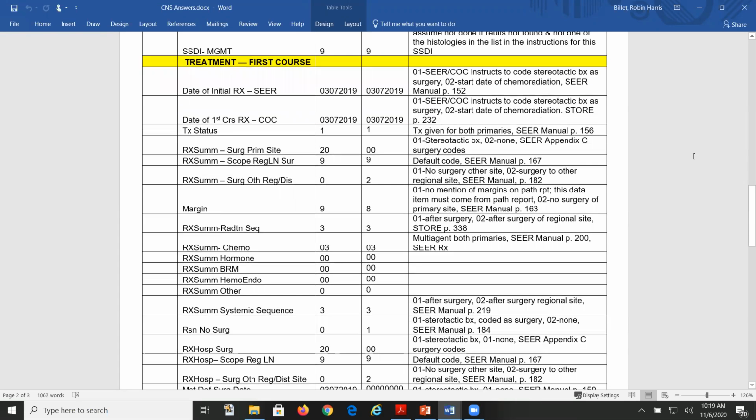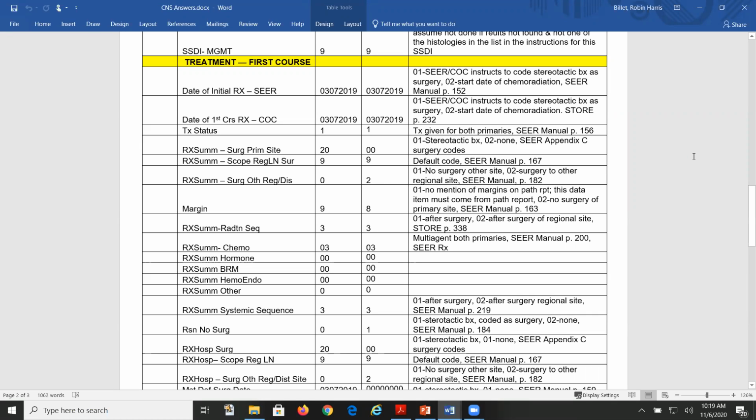Date of SEER and COC first course treatment is 3/7/19. That was the start date of the chemoradiation. Oh no, I'm wrong. That was the date of the stereotactic biopsy. The treatment status is 1. The surgery of primary site is 20 for sequence 1 and 00 for sequence 2.